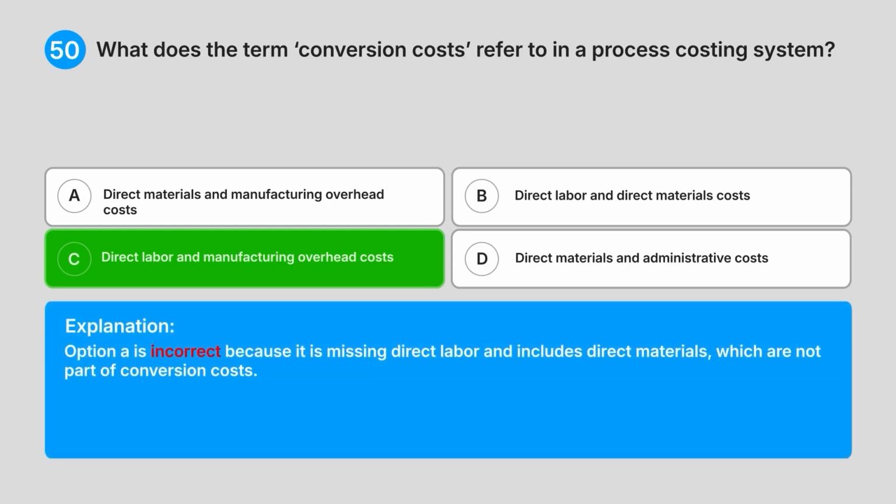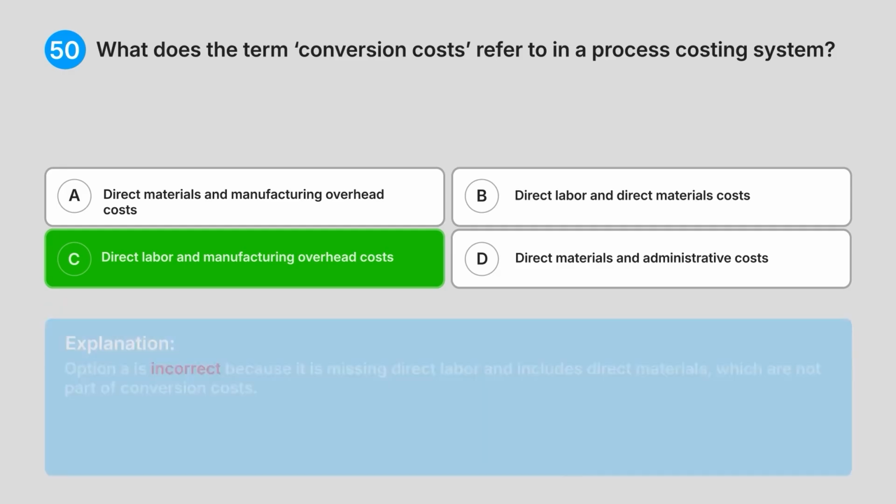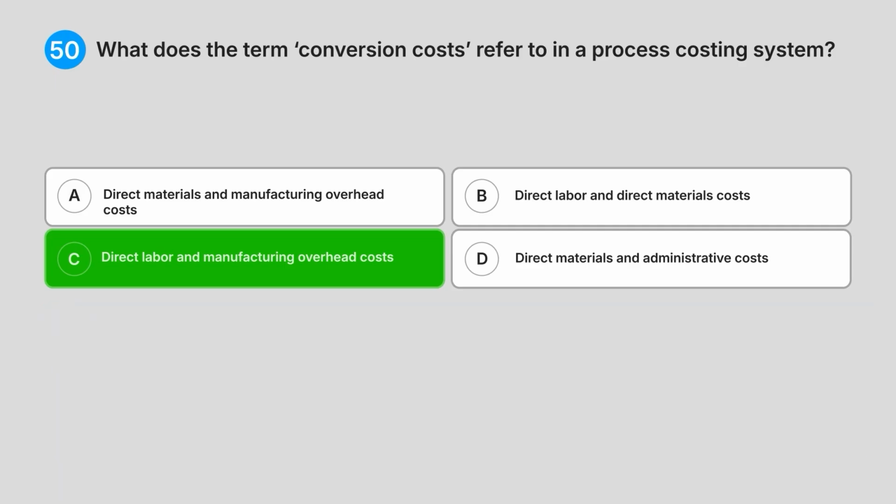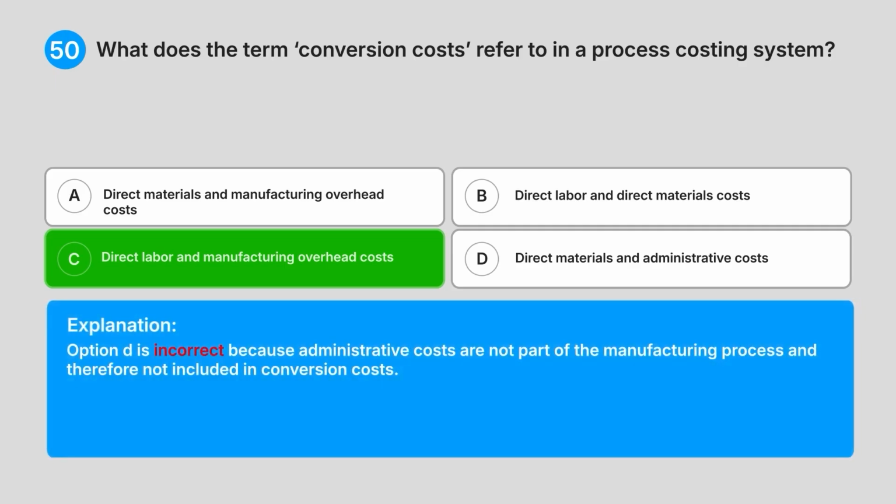Option A is incorrect because it is missing direct labour and includes direct materials, which are not part of conversion costs. Option B is incorrect because it represents prime costs, not conversion costs. Option D is incorrect because administrative costs are not part of the manufacturing process, and therefore not included in conversion costs.